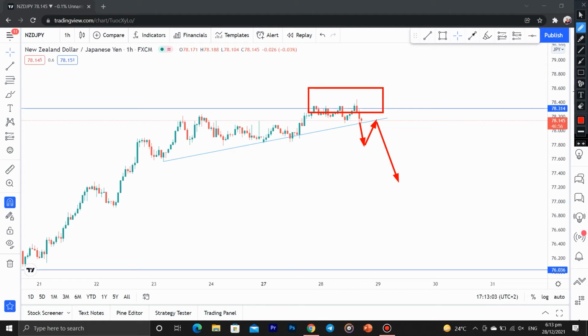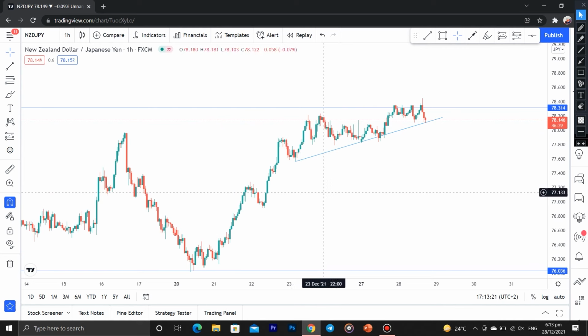Either way, we could again see the markets maybe pushing up and then getting to the upside. So we just have to wait for some more confluence for us to confirm that, okay, we are going to take this trade. You guys get the point.